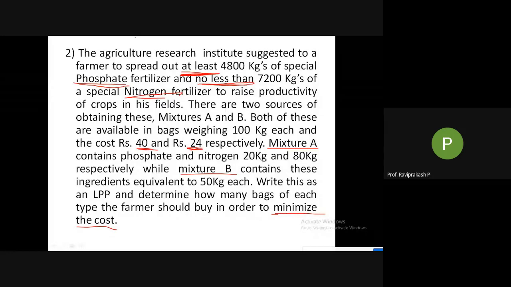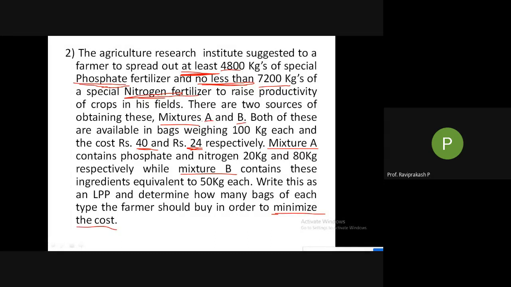See here, I'll explain again. At least 4,800 kgs of phosphate has to be put, and a minimum of 7,200 kgs of nitrogen, as fertilizers. What are they giving? There are two companies producing this, mixture A and mixture B. We are not getting phosphate and nitrogen separately; we are getting a mixture of both. That's why the word mixture is used here, A and B.